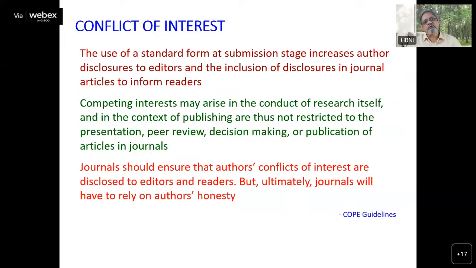So the journals should ensure that the authors' conflicts of interest are disclosed properly to the editors and readers. But the issue is that most of the time, an unethical person, depending on the severity of the unethical behavior, will try to get away. So ultimately, the journals will have to somehow rely on the authors' honesty. And if authors are not honest, try to find them out and then name and shame them.